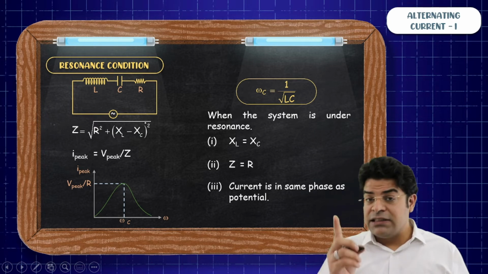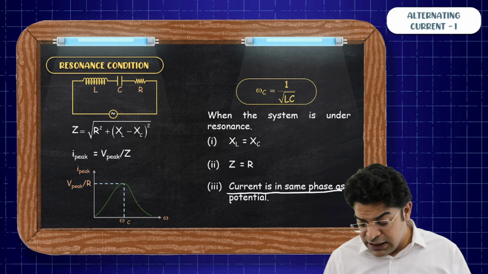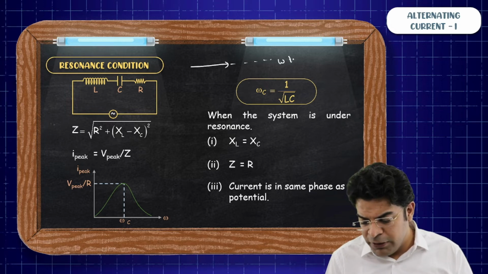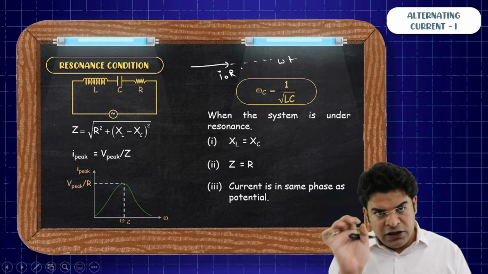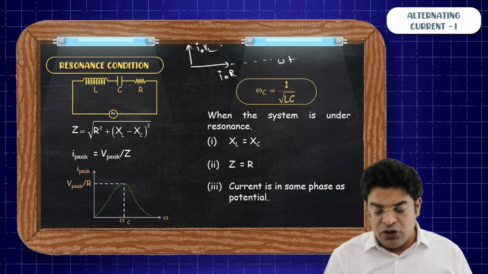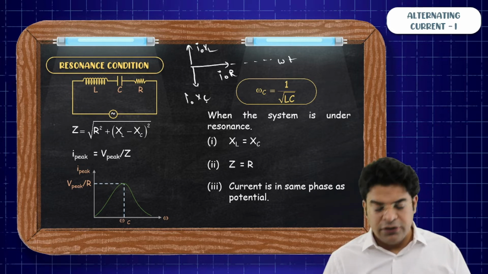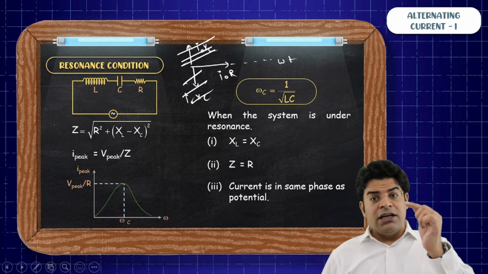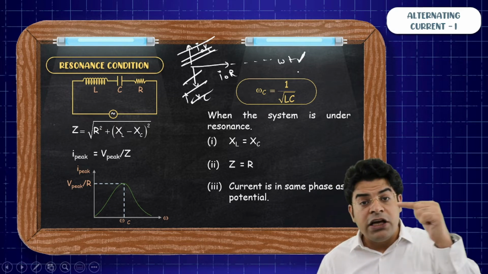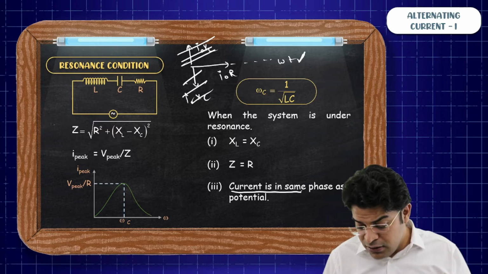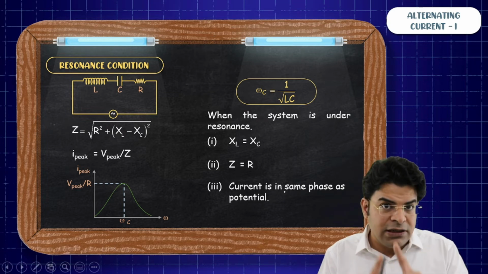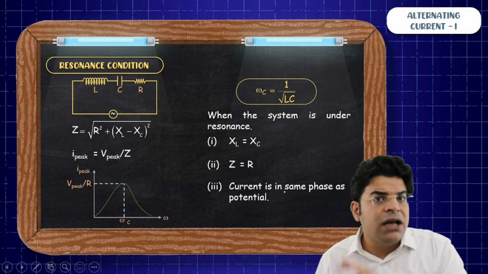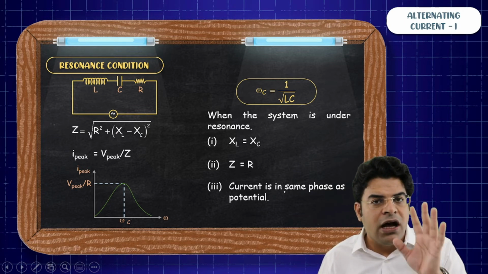The third point is when the system is under resonance condition, the current is in the same phase as the potential. Think of the phasor diagram we have drawn. This is the phase of current, omega t. This vector represents the potential drop across the resistance, I naught R. This vector represents the potential drop across the inductor. This vector represents the potential drop across the capacitor. If XC becomes equal to XL, that is, the system is under resonance condition, these two vectors will cancel out each other. So the resultant potential drop will be in the same direction as the phase of current. So the current and the potential drop will be in the same phase. So when the system is under resonance condition, the impedance is minimum, the current flowing through the circuit is maximum, the impedance of the circuit is R, and the current and the potential drop across the circuit are in the same phase.